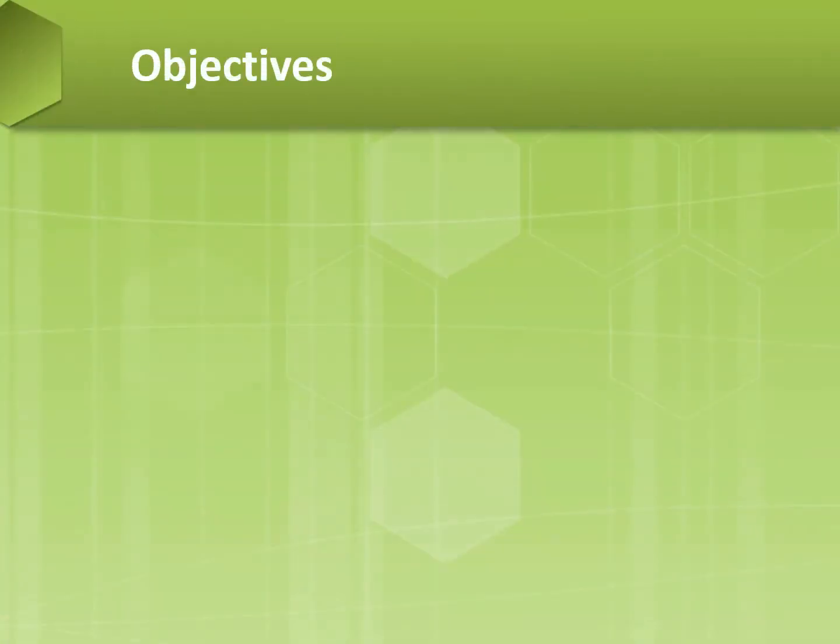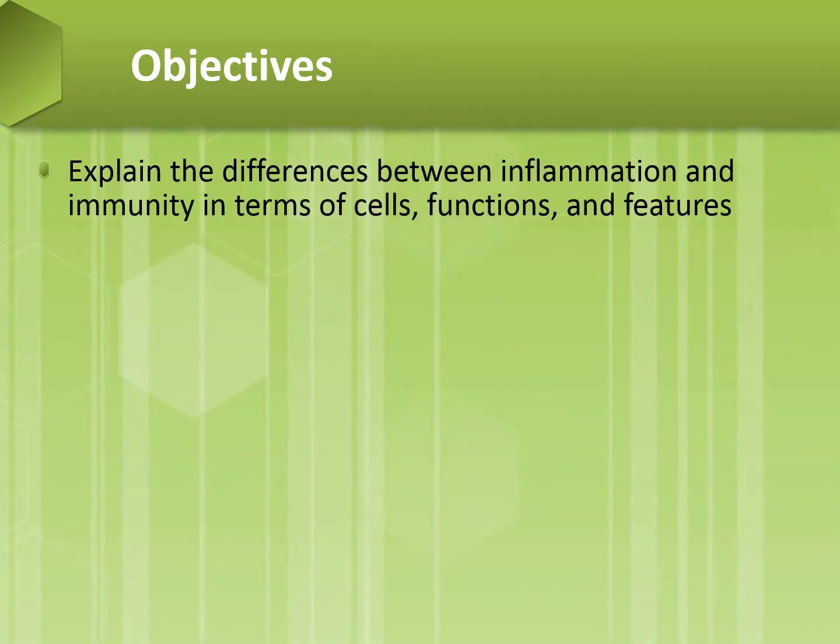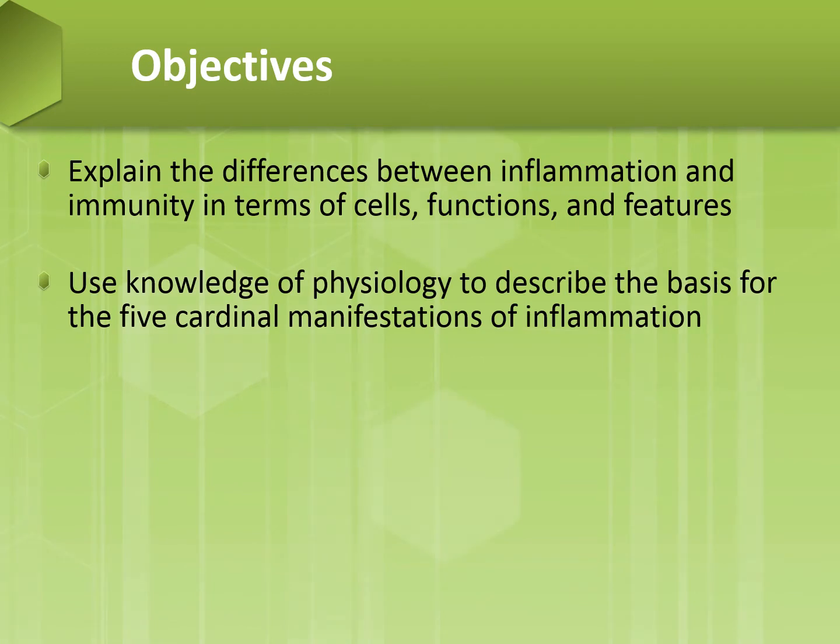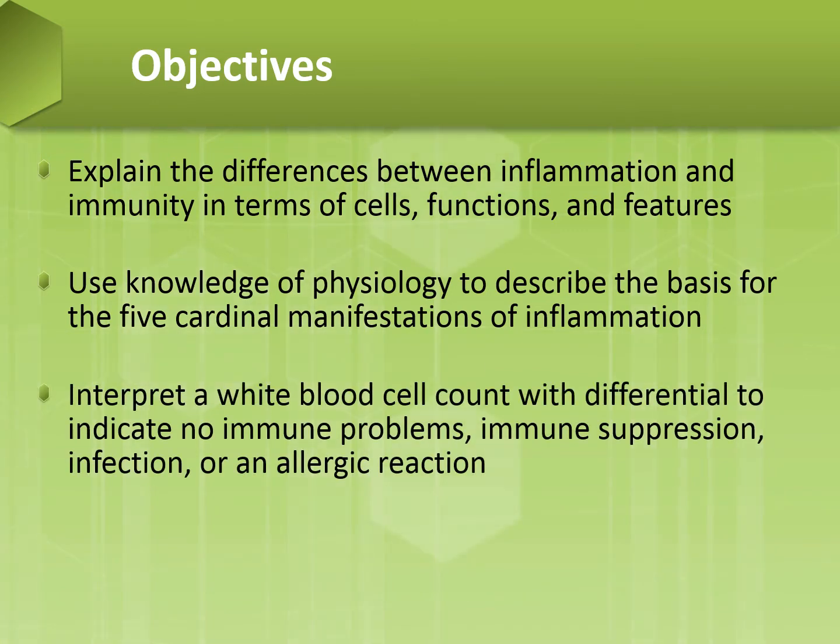After this lesson, you will be able to explain the differences between inflammation and immunity in terms of cells, functions, and features. Use knowledge of physiology to describe the basis for the 5 cardinal manifestations of inflammation. And interpret a white blood cell count with differential to indicate no immune problems, immune suppression, infection, or an allergic reaction.